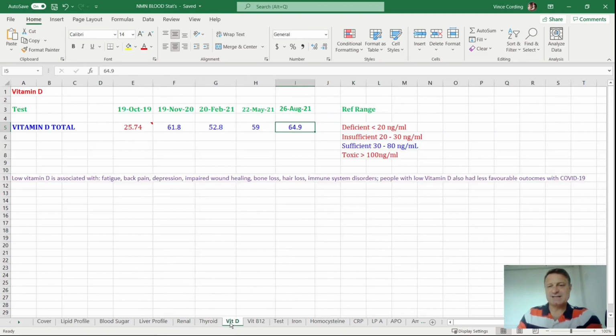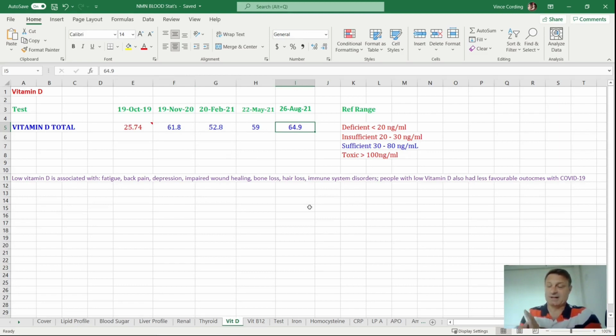Moving on to vitamin D, you can see that it went to 59 and 52, down from 61. So I've gone up to 10 international units twice a week, and I've gone back up now to 64.9, which is where I'd rather it was.